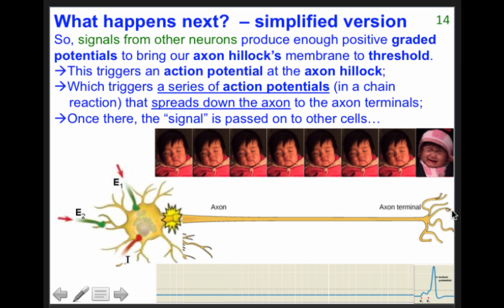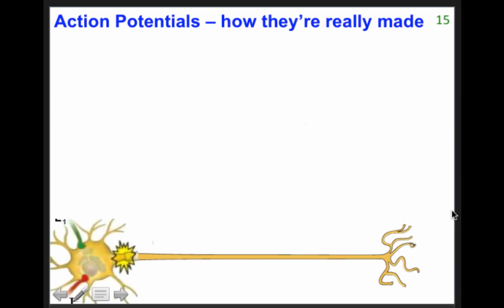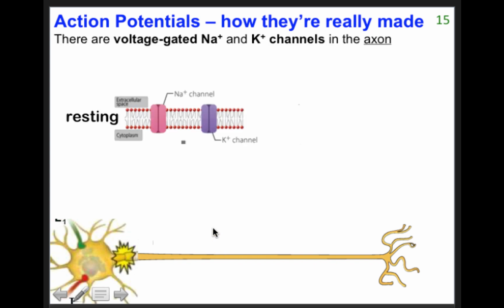So having done the simplified version, let's look at the detailed version of how action potentials are actually made. What makes the axon hillock and the rest of the axon act so differently from the dendrites and the cell body is that, remember, the cell body and the dendrites have ligand-gated channels which open to let a little bit of sodium in or potassium out, and that causes these small changes in membrane potential. Well, the kinds of channels found along the axon are quite different. They are voltage-gated. So we have voltage-gated sodium channels in pink and voltage-gated potassium channels in purple here in the axon, and these are studded all throughout the axon.